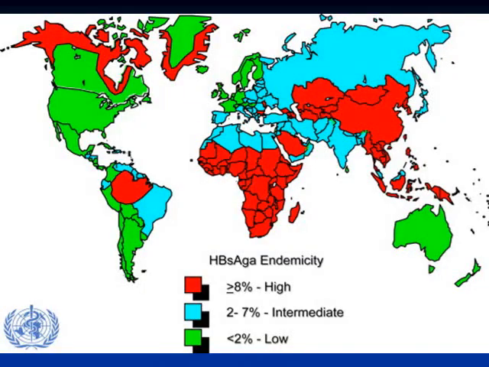This picture represents the hepatitis B endemicity worldwide. As you see, Iraq is in the intermediate phase of the disease, about 2 to 7%, and maybe more cases are non-diagnosed or under-screened. However, a lot of carrier cases are diagnosed nowadays while they do elective operations, whether they are pregnant or non-pregnant.